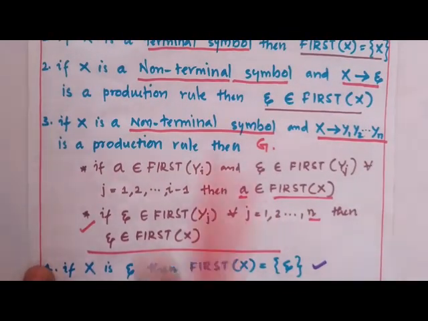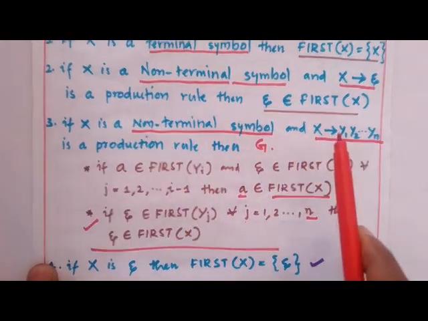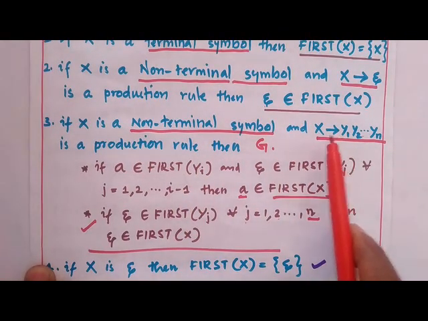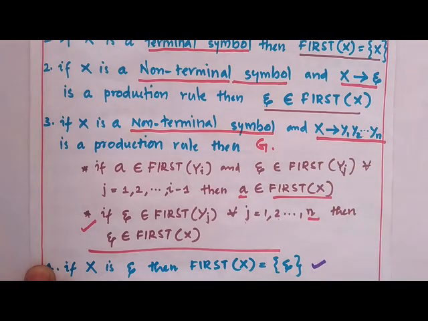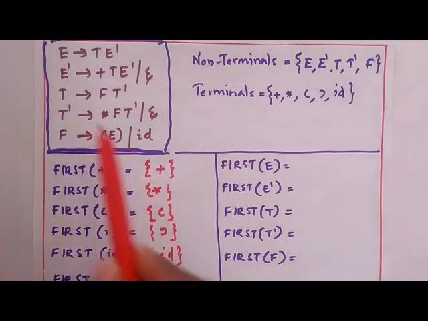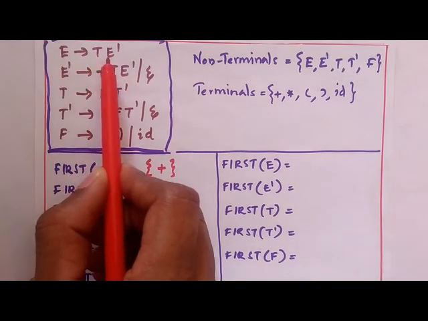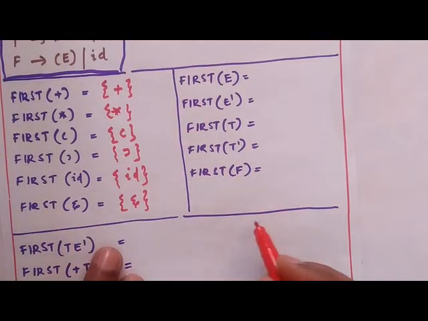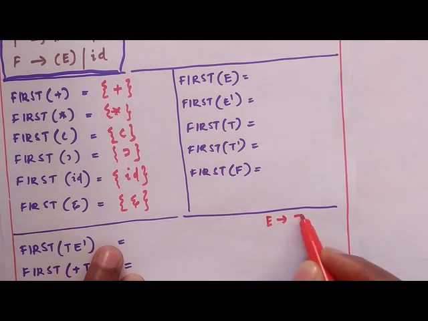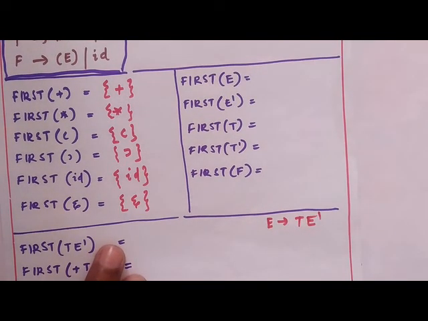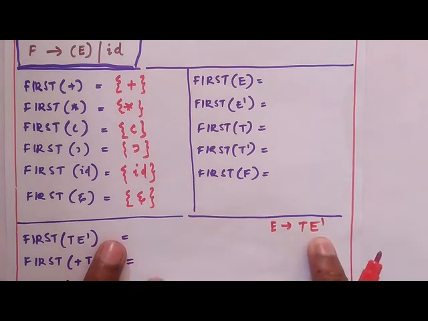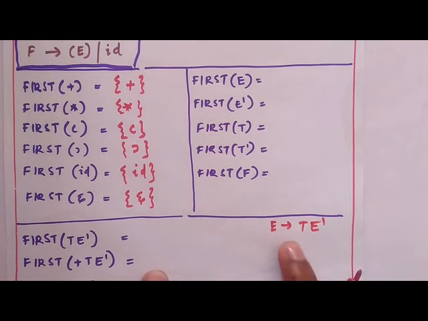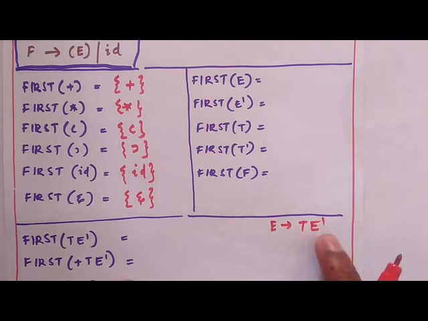Then rule 3: if X is a non-terminal symbol and X gives Y1, Y2, up to Yn, such a rule is there. We will check it. Yes, E gives T E dash is there. So here I will write, E gives T E dash. Two symbols, T and E dash. For computing first of E, we want to compute first of T and first of E dash.